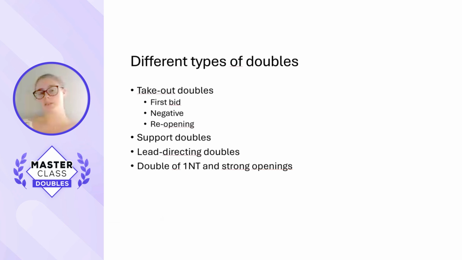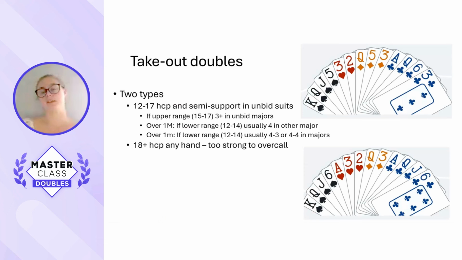Partner has to bid. So we can have takeout doubles in the first bid, showing just a strong, opening hand. We're going to talk more about that. We have negative doubles, which is when a partner has opened and the opponent has overcalled. And we can have a reopening takeout double. We also have some special meanings in other types of doubles, such as the support double and lead-directing doubles, and also we can agree with our partner what we do with a double over one no trump and strong openings. So first we're going to look at takeout doubles.